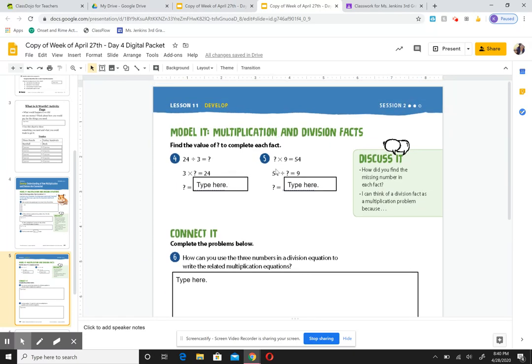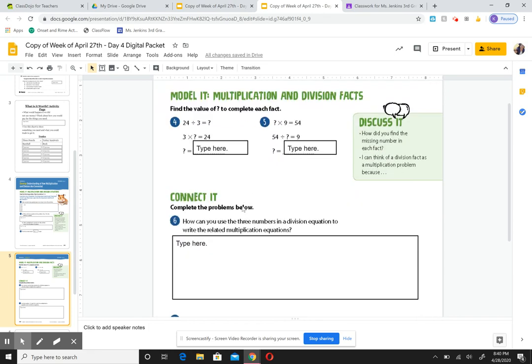So now you're going to continue going through here and doing this. Remember, they're a fact family. So 24 divided by 3 equals this number. This question mark number right here is going to be the same number right here. So that means that number ended up being what? So just do it that way.